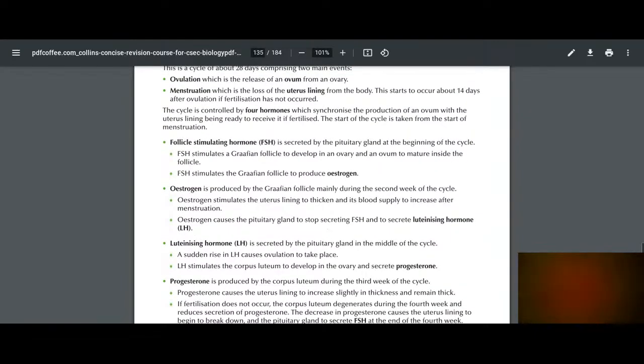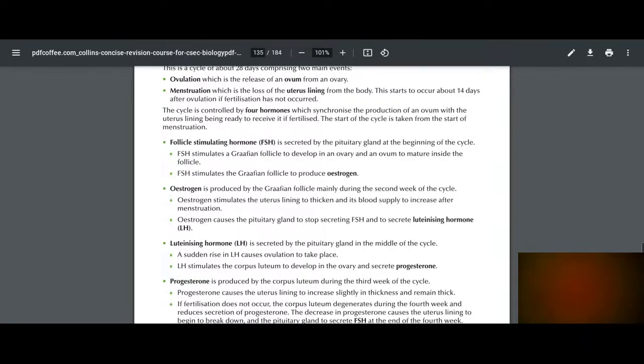All right, the cycle is controlled by four hormones: the luteinizing hormone, progesterone, estrogen, and the follicle stimulating hormone, which is FSH. The FSH is secreted by the pituitary gland at the beginning of the cycle. Then it stimulates a Graafian follicle to develop in an ovary and an ovum to mature inside the follicle.